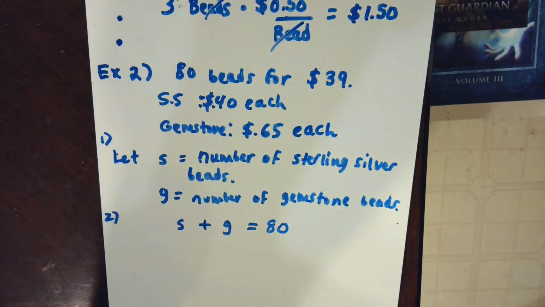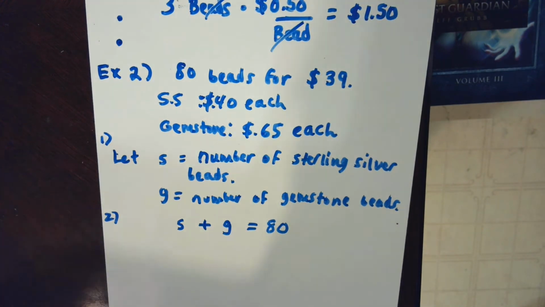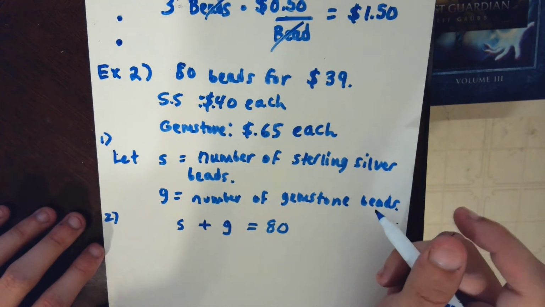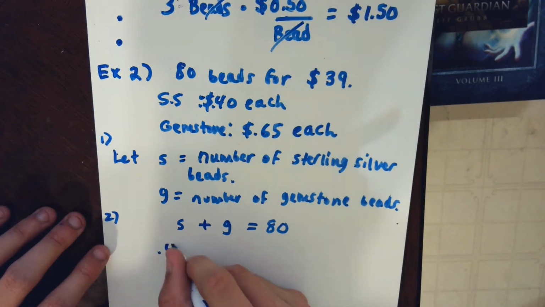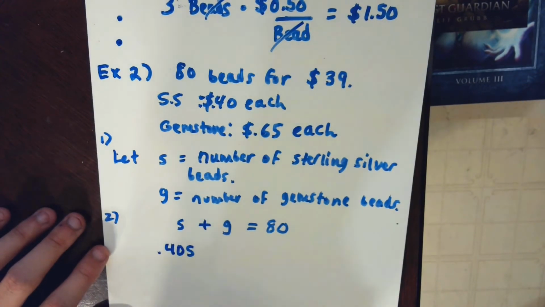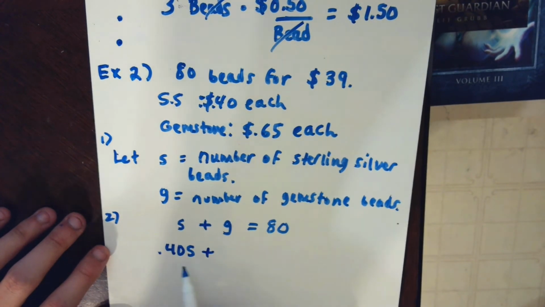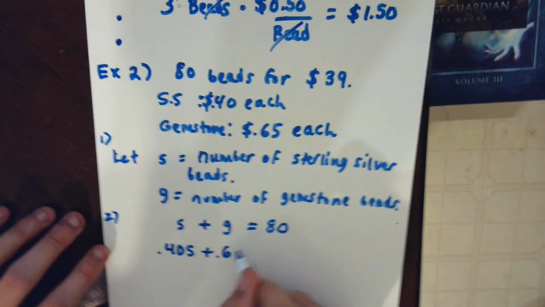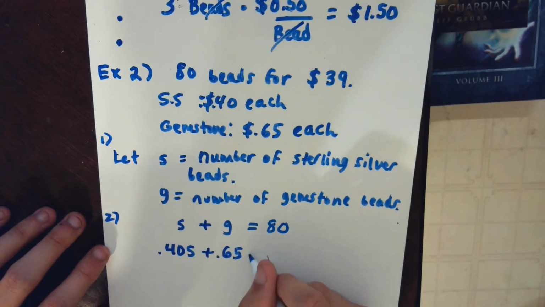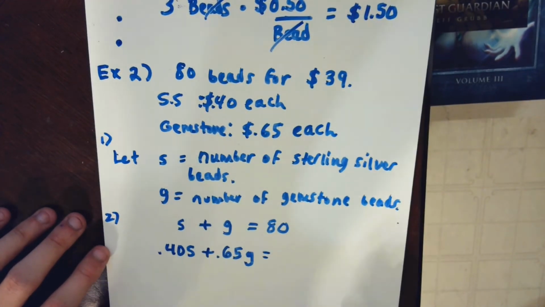Next, we know that each sterling silver bead sells for 40 cents, and each gemstone bead sells for 65 cents each. So with this information, we can come up with this kind of value equation. We can come up with a value equation in the following way. We can say that 0.40S, so that's the total value coming from sterling silver beads, plus the total value coming from gemstone beads, 0.65G, and remember that's going to total up to $39.